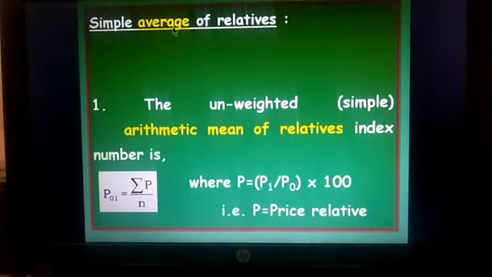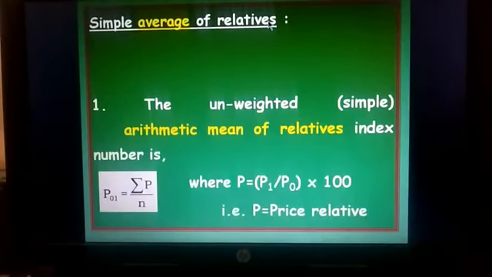Look at the heading, it is simple, correct? Simple. That's why W or a weight is nowhere to be seen in this formula. This is average. First it is considered as arithmetic mean, that's why divided by N you are getting sum of P.